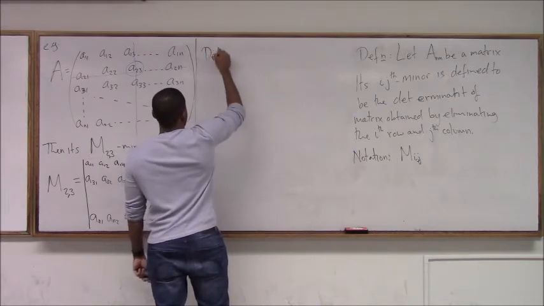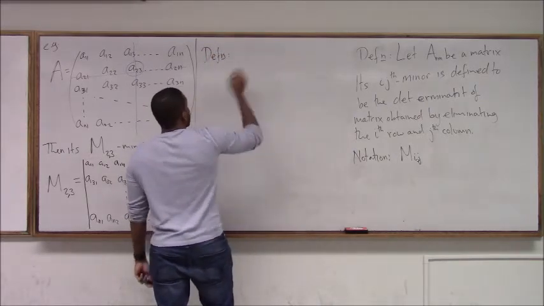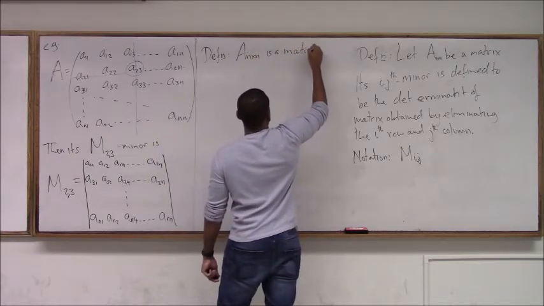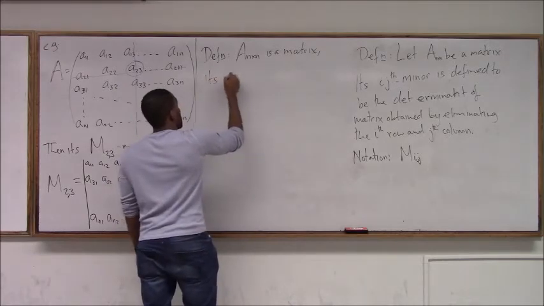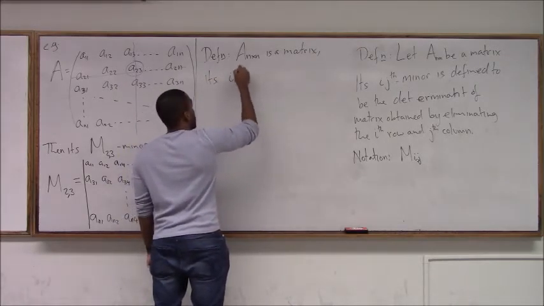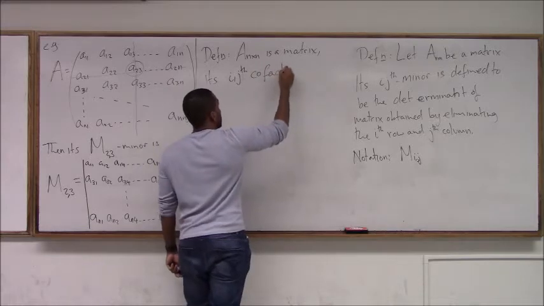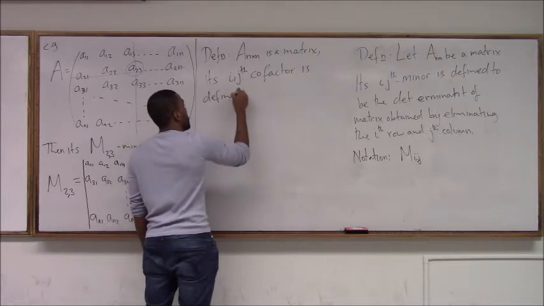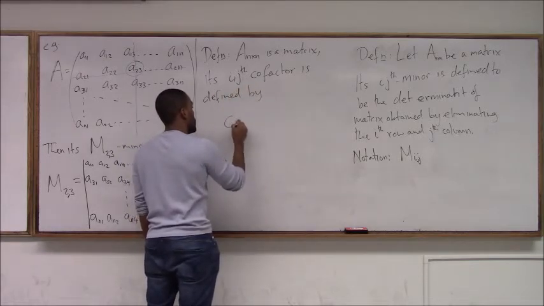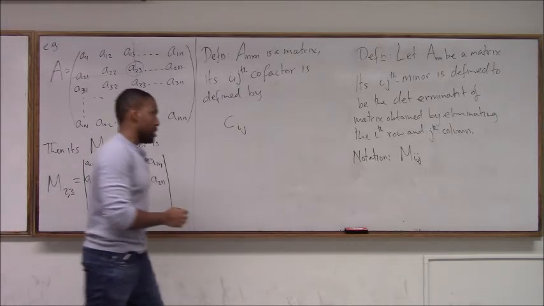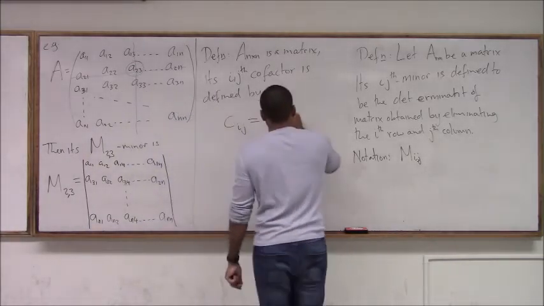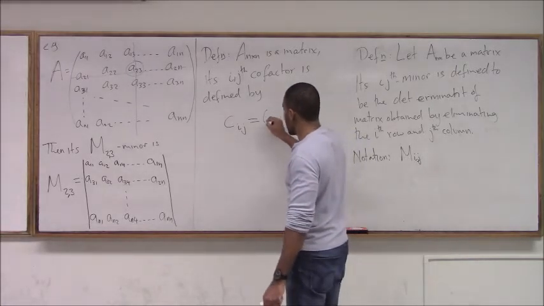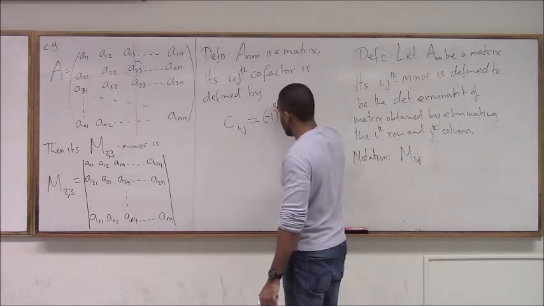So let's define a cofactor. A, n by n, is a matrix. Its ijth cofactor is defined by, this is the notation, Cij, and here's how it's defined. It's actually the minor, Mij, but it takes a sign, negative 1 to the i plus j.